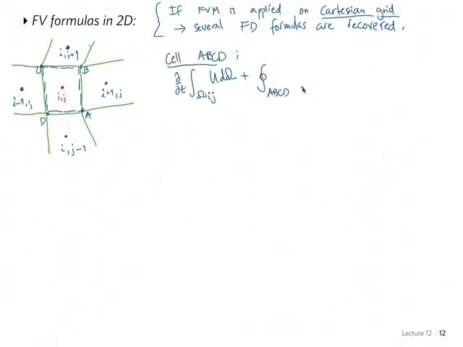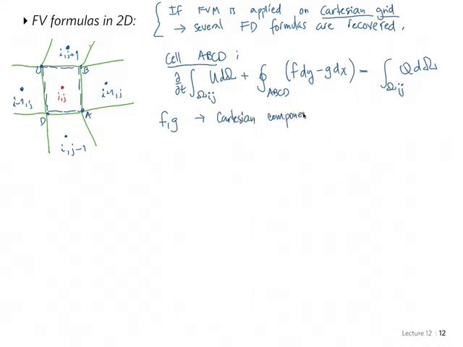And the flux here, this is just 2D, I can separate by components, and I'm going to write them as F dy minus G dx. And then I have my source terms, Q d omega. And so F and G are the Cartesian components of the flux vector F.